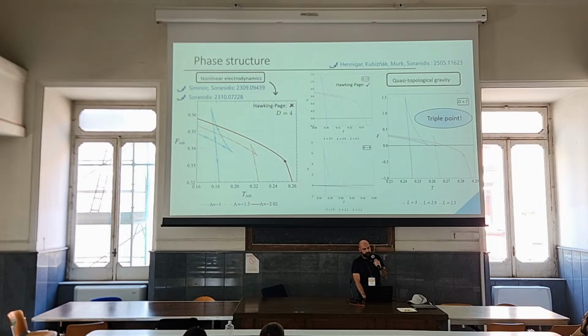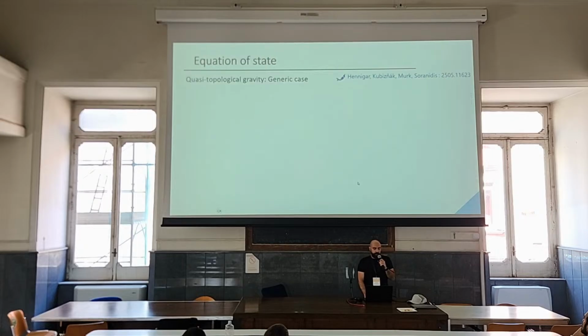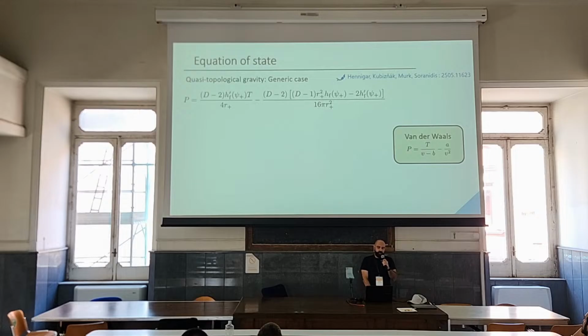Interesting structure also arises in d equals 9, where for a particular choice of the regularization parameter, we have the small-to-large first order transition, which terminates again at a critical point. For a generic case, we can have within quasi-topological gravity an equation of state that looks like that. And I want to remind you that for the van der Waals case, we have an equation like that, where we have a parameter B, which represents the finite size of molecules, while we also have a parameter A, which represents the interaction strength between molecules.